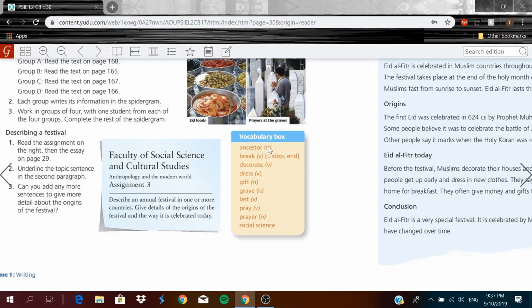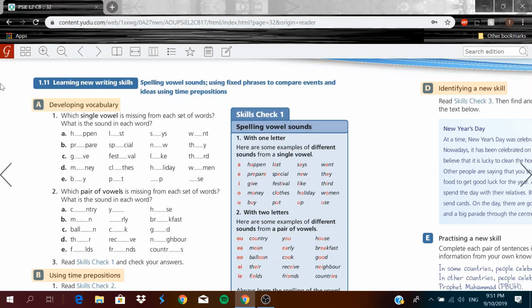So before we move on, let's take a look at the vocab box and then we'll move on to the next page. So we have ancestor, break, decorate, dress, gift, grave, last, pray, prayer, social, or social signs. Okay? So now let's move on to the next page. Alright, you guys, so now moving on to the next page.